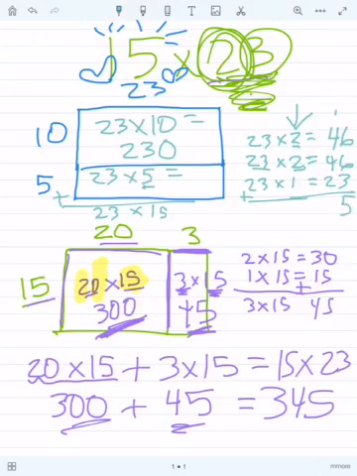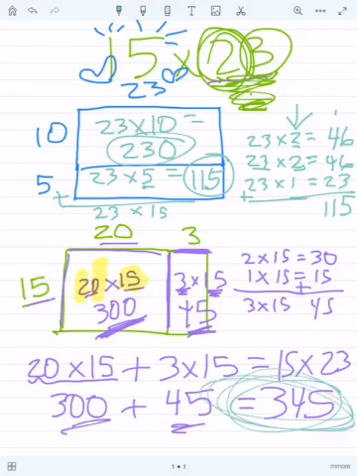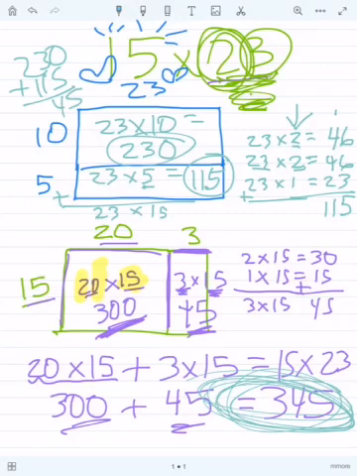And I'm at 115. Now I have my 2 partial products, and I am hoping that it gets me to 345. So 230 plus 115. And oh my gosh, it worked.